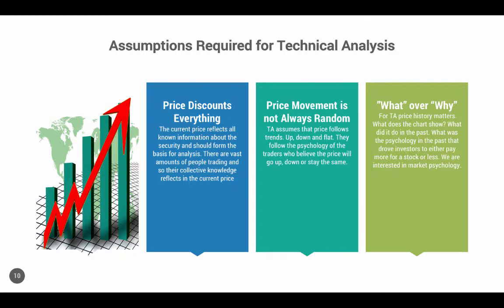Second, price movement is not always random. And what this means is that the markets are psychological, and that the people that trade on them follow psychological rules. They have certain things that they will do and certain things that they won't do. So what this means is that price will follow in trends. It doesn't just go up or down randomly.